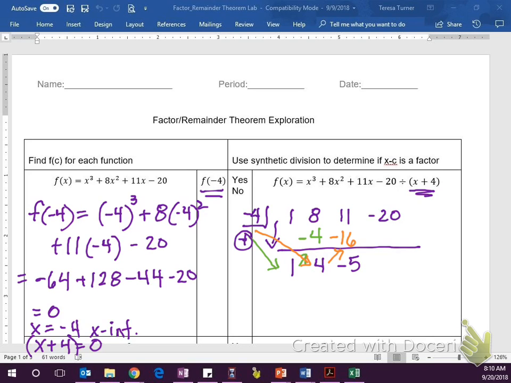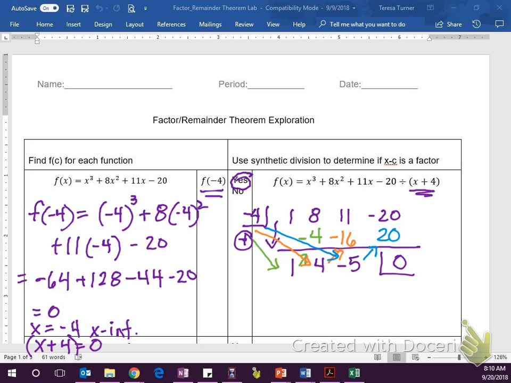And then our last step, we multiply, negative 4 times negative 5 is positive 20. Then we add and we get 0 for our remainder. So now using synthetic division, when x is equal to negative 4, x plus 4 is a factor. So we circle the yes.